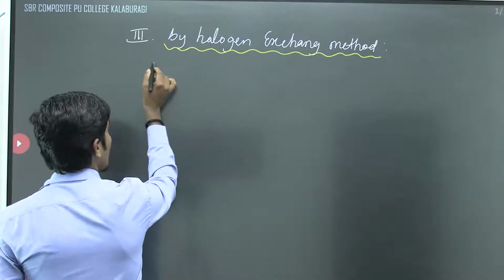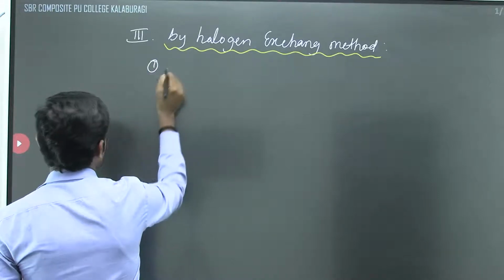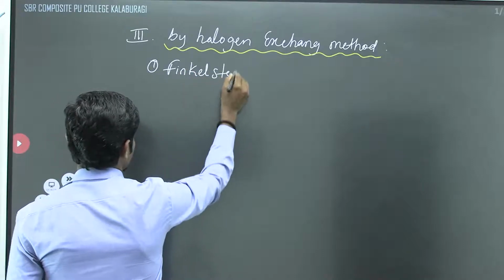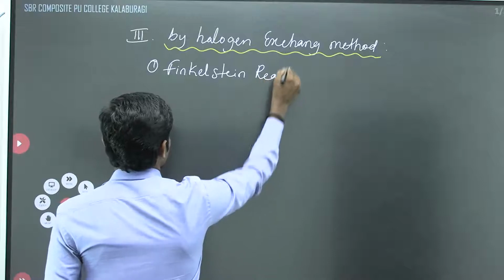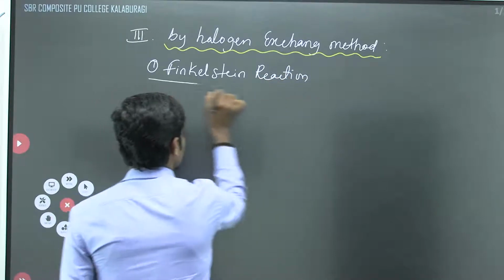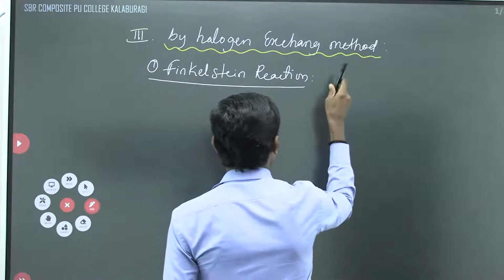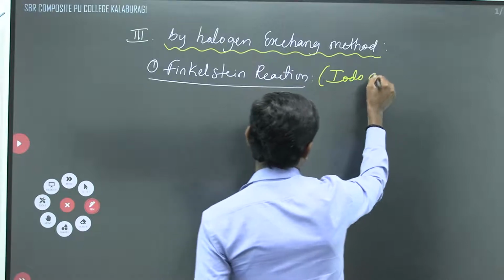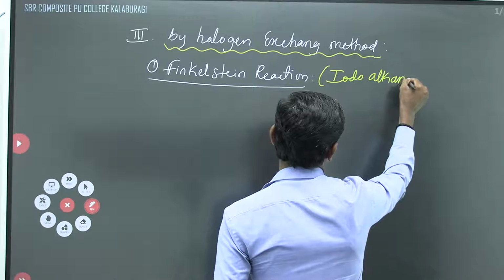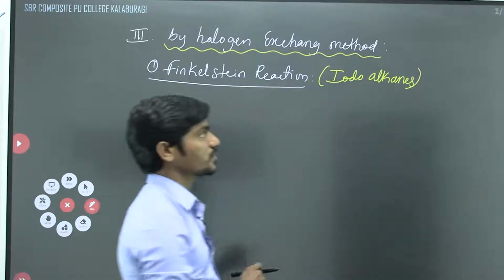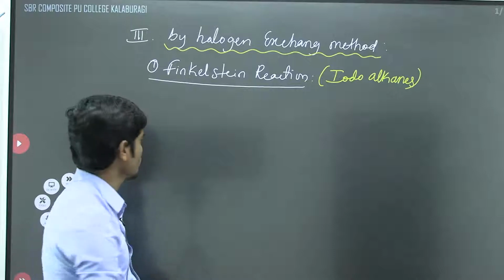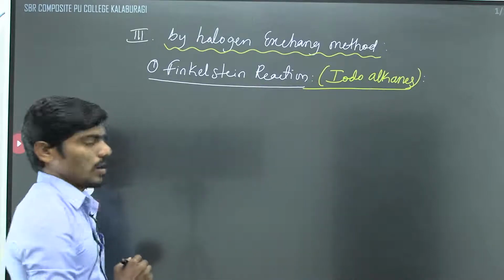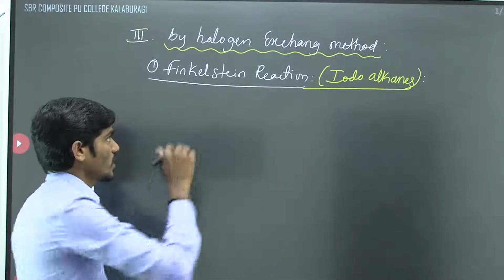So here two named reactions we are going to study. Number one, first one is Finkelstein reaction. In this method, it is used for the preparation of particularly iodoalkanes. Particularly iodoalkanes. So here, in this case, the general reaction for this is Finkelstein reaction.